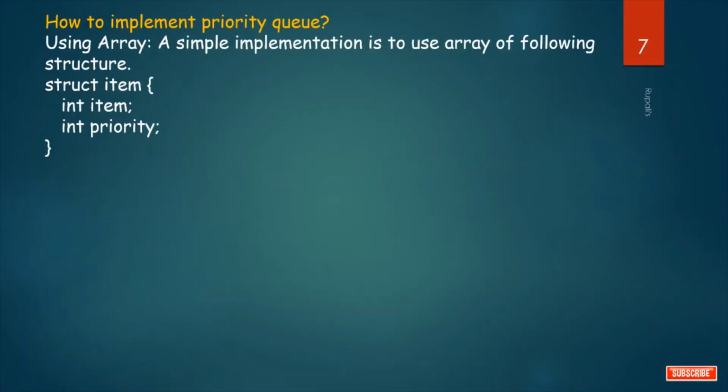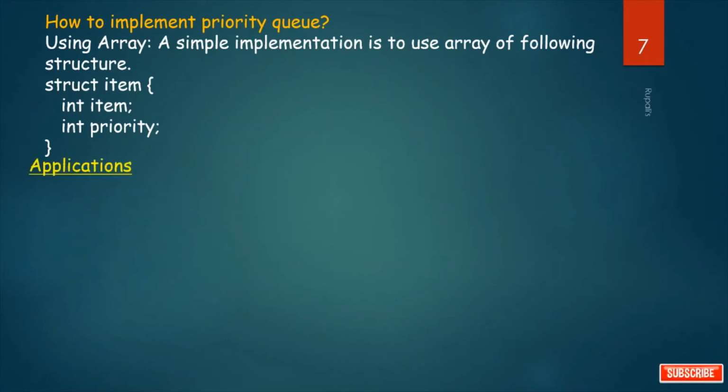How to implement priority queue? What is the related data structure associated with priority queue? Here you can use an array of structure. The structure should be like this. First you have to write the keyword struct, then the structure name item. Say our priority queue is an integer queue, so you have to write int item and the priority associated with the item, so another integer variable, priority. So the structure elements are int item and int priority.